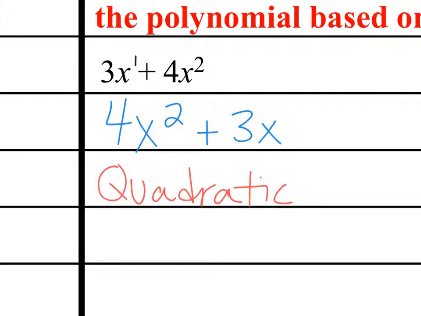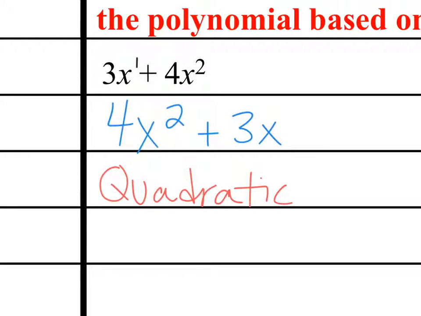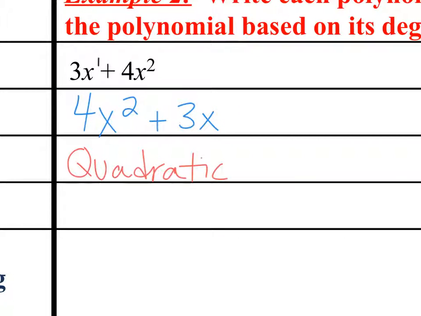And then how many terms does it have? Terms are the separated things by adding or subtracting. How many terms? 2. If it's 2 terms, it's called a binomial because it has 2. Instead of a poly, we say bi. So this is called a quadratic binomial, that's its first and last name. So look at the highest degree, figure out how many terms.